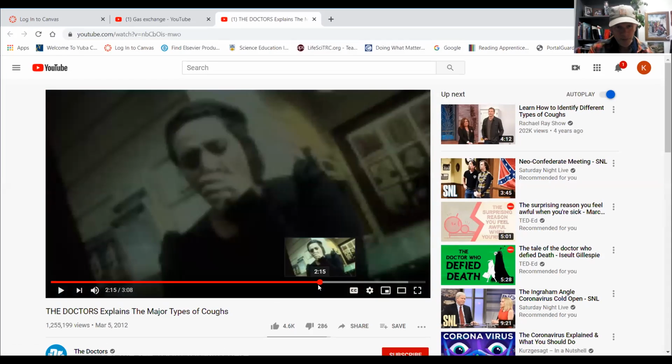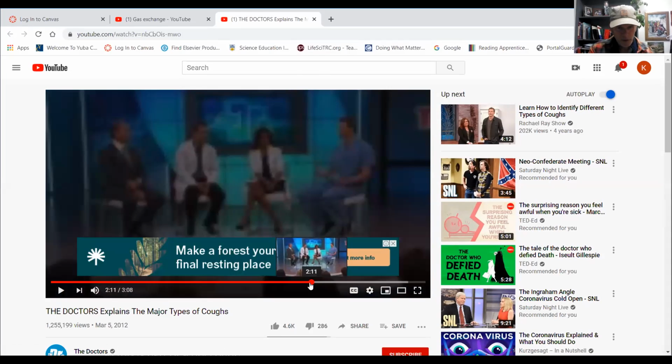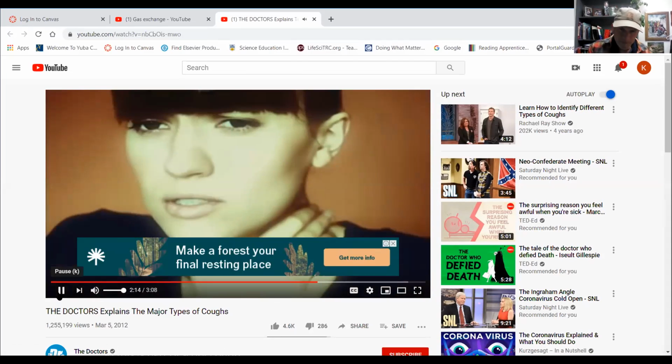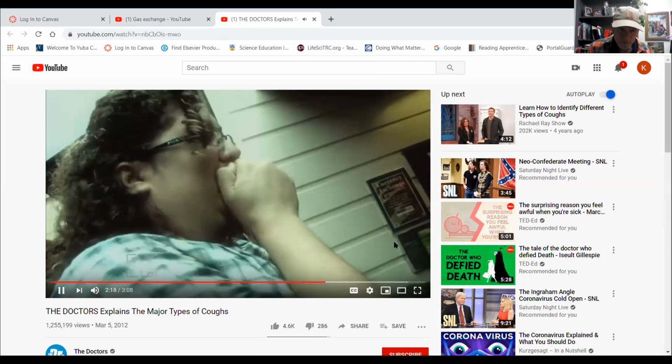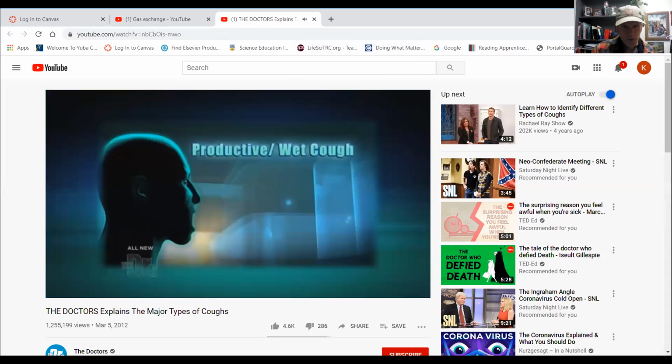So this is part of a dry cough. Getting back to asthma, dry cough, if you're in an environment where there's a lot of pollutants, you can get irritation, and your response is to cough. There's nothing to cough up, as opposed to this type of cough.